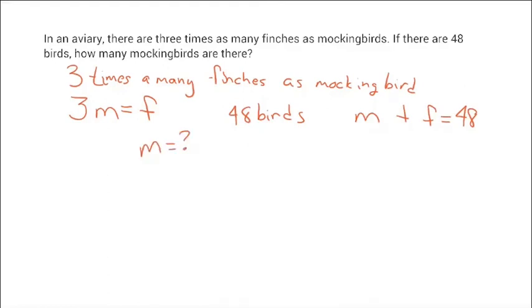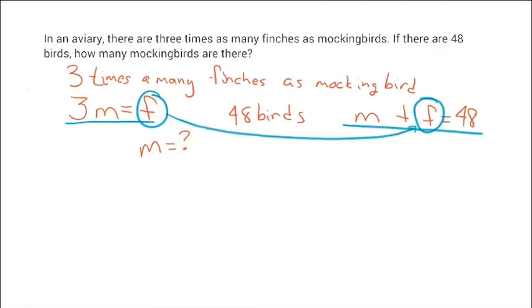Okay, so I've got the information written down for what I know. What I need to do is find out what I need to find. So I need to have my plan. My plan is I'm going to take these two equations and somehow put them together so I can figure out what my M is. Well, if I look here, I know what F is equal to. F is equal to 3M. So I see this F on the right-hand side. Anywhere that F is on the right-hand side, I can replace it with 3M.